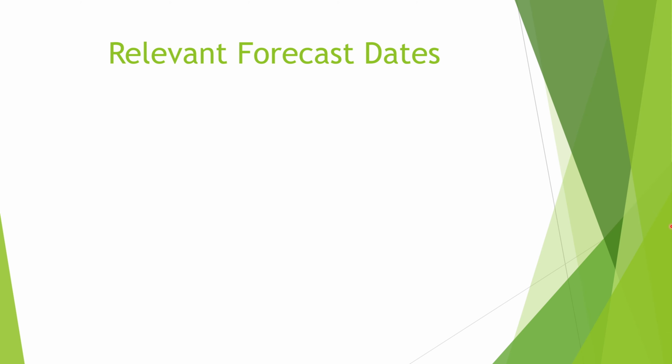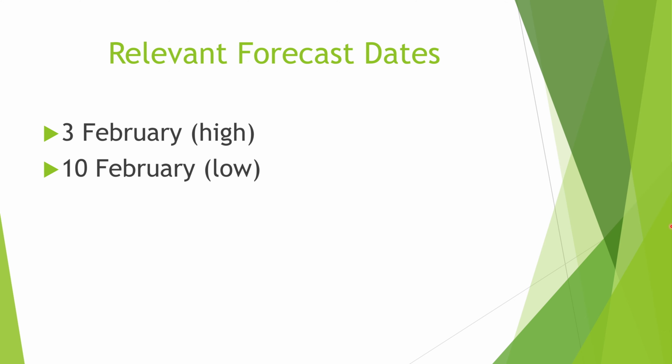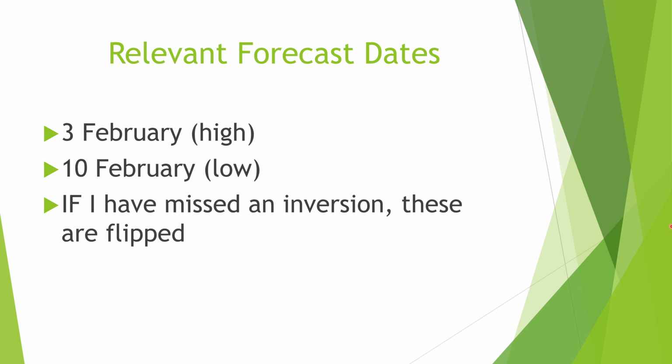The relevant forecast dates for us in this week ahead are the 3rd of February for a potential high or the 10th of February for a potential low. Now, there's a chance, and it's still on the fence, but there's a reasonable chance that I have missed an inversion here. If I have missed an inversion, you flip those over. You've got a 3 February low and a 10 February high.